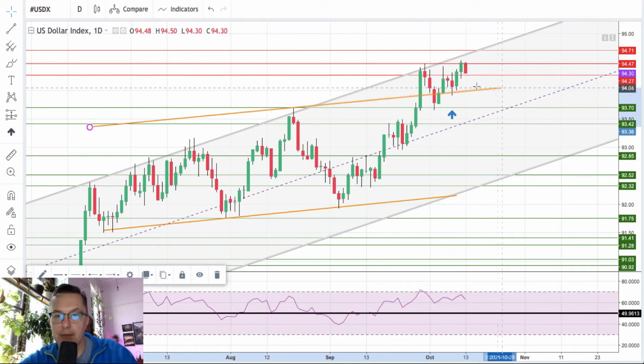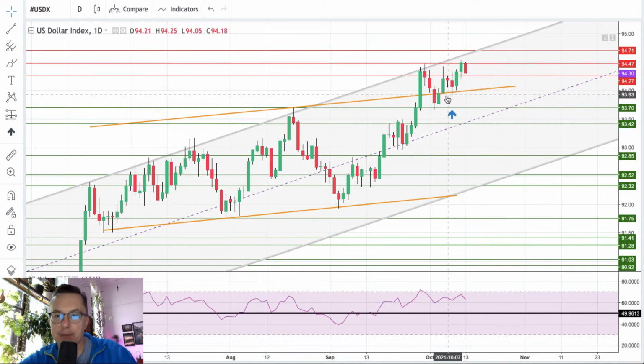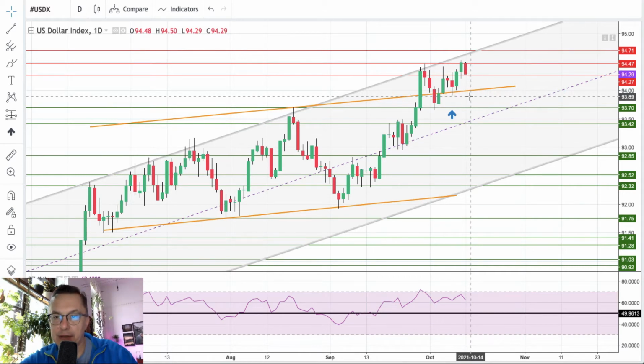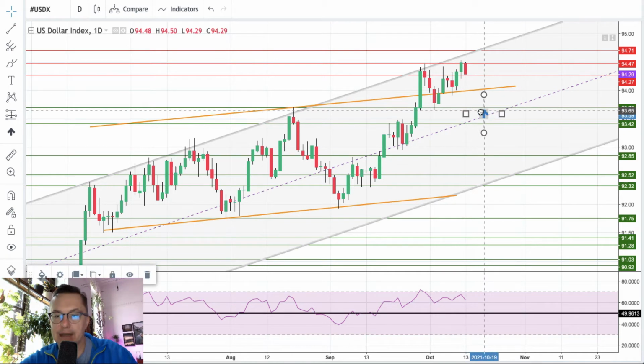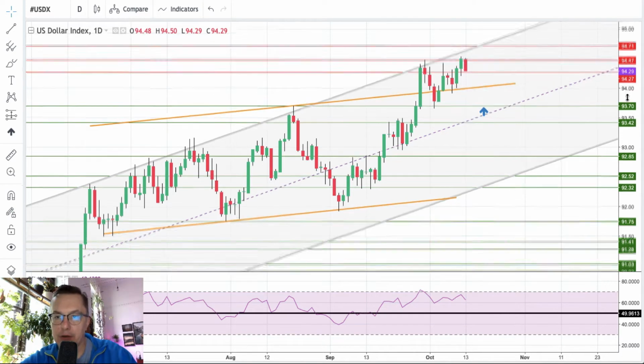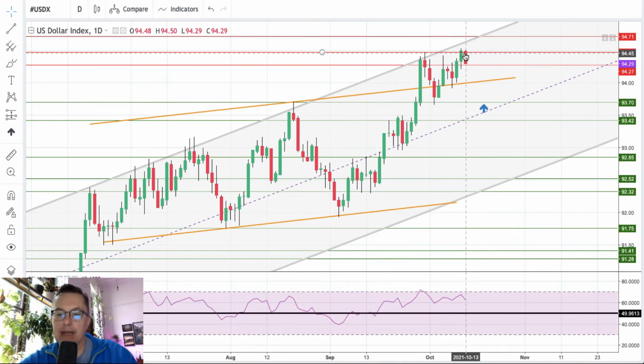The support is of course the upper channel line here, which has been tested already and helped bulls to move towards a new marginal swing high. But if we break below this level, especially below 93.90, then of course the next target is at the level of 93.70, which is the key short-term technical support. So please keep an eye on the current development on the US dollar index as well, because we might have some kind of a correction here in progress.